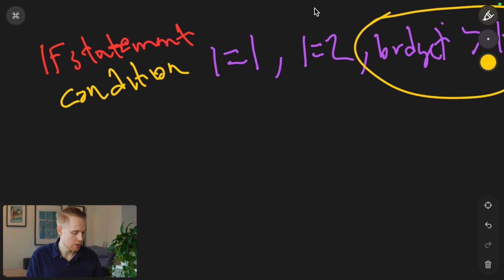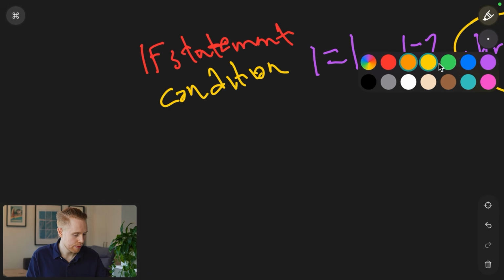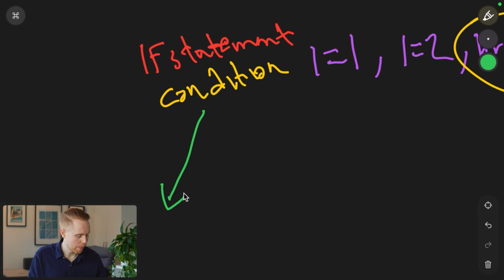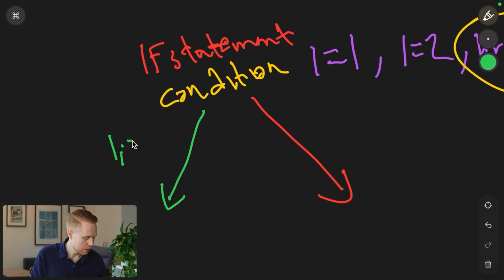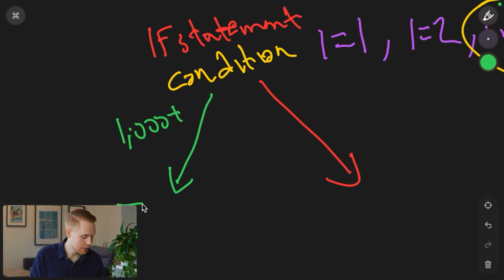So is their budget over $1,000? And if it's true, then it'll go down path A. But if it's false, it's going to go down path B. So if the budget is over $1,000, then it's going to go down path A, and it's going to say rejected is false because we want to talk to this person.